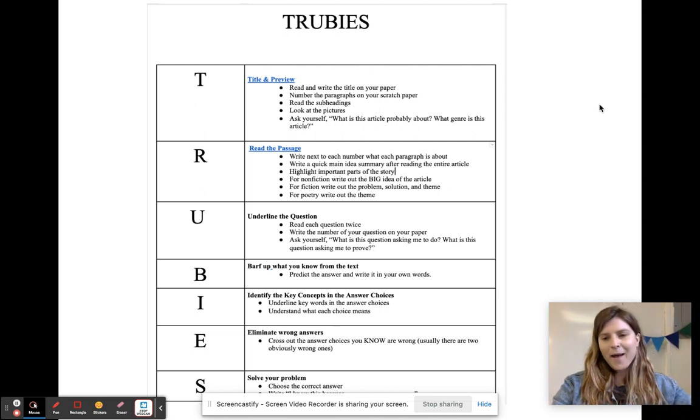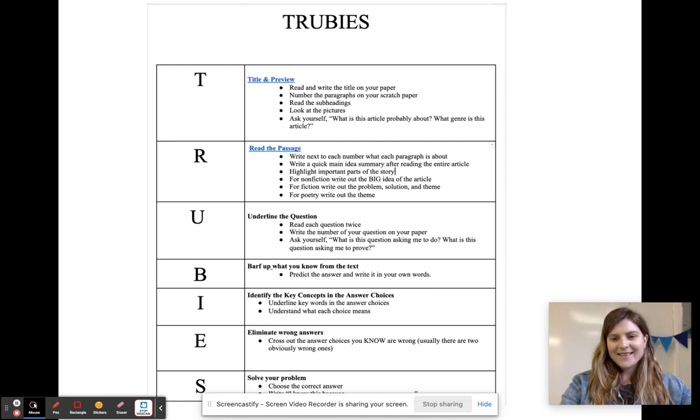All right, let's talk about Trubies. All right, so Mr. Reed and I thought, hey, y'all already know rubies. Why don't we just add on to that to teach you your testing strategy for reading?